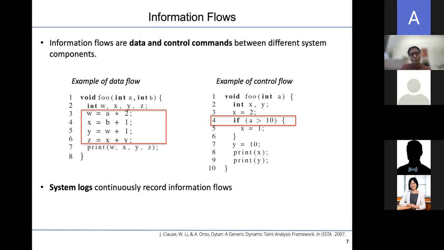So what are information flows? So information flows are the data and control commands that happen between the different system components. So on the left, I have an example of a data flow command.